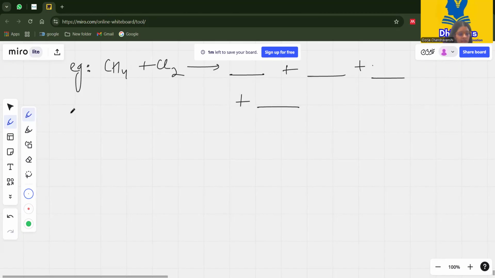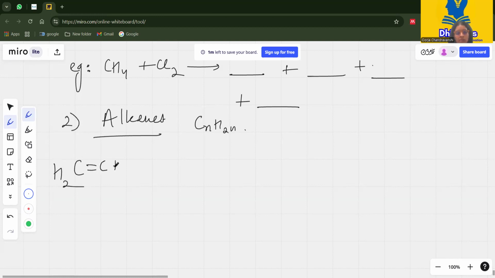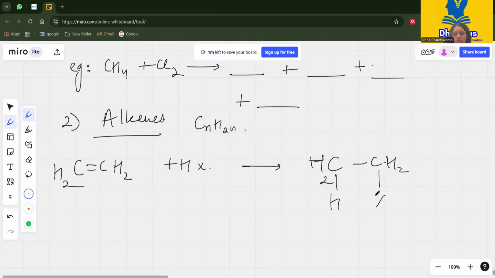Right. Next is reaction with alkenes. So alkenes, we must know that the general formula is CnH2n. And the smallest alkene is nothing but ethene, CH2=CH2. If I react it with HX, what do I get? I get CH2, and I get one hydrogen here and a halide. This is a type of reaction called addition reaction.